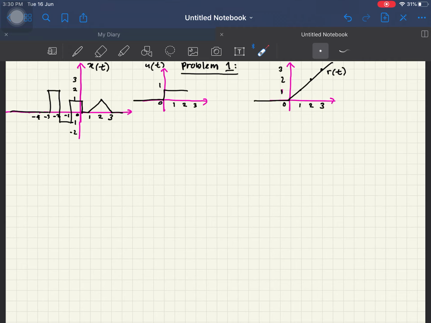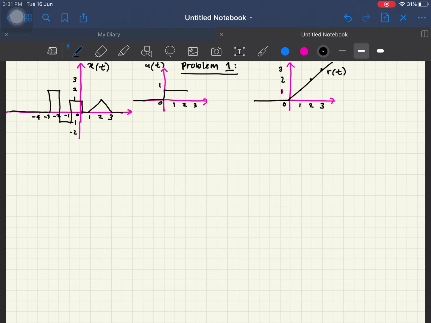So in this video, I will show you the solution to problem 1 that I gave in the video where I discussed decomposition of signals. Basically the question asks you to decompose this signal, which is x of t, into step and ramp signals. Here I draw the unit step signal and unit ramp signal. Later we will use these two signals as a reference.